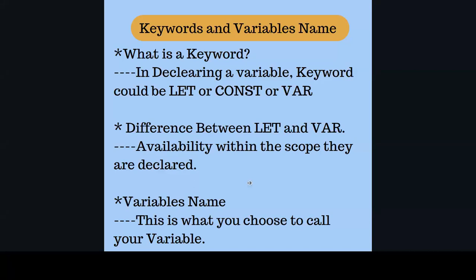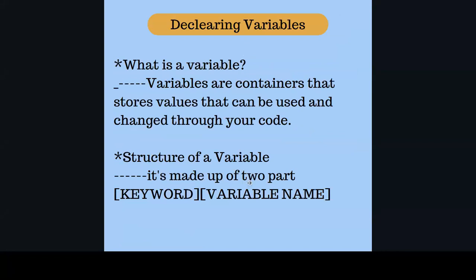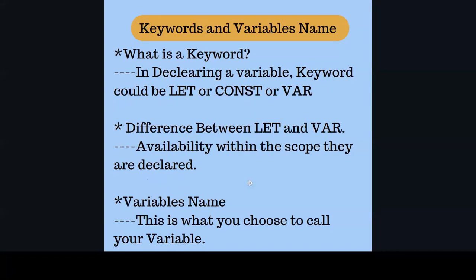So the second part of what we talked about: we talked about the keyword, then the variable name. Variable name is what you choose to call your variable, right? This one is for you to choose by yourself. You can decide to call your variable James, John, Peter. But just a disclaimer, you cannot just call your variable anything.